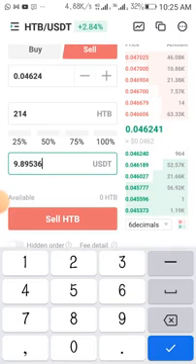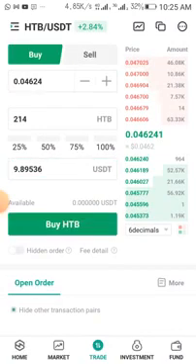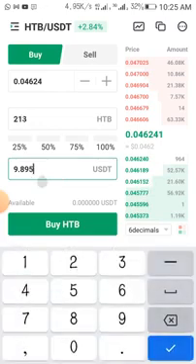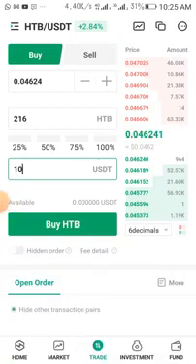So in order to avoid this kind of loss, if you're not that in need of the coin, what you do is, okay, I want to buy 10 USDT worth of HTB. And I don't want to buy from any of these sellers over here. I don't want to buy from them because I don't like their rates, and maybe if I buy from them I might end up losing when I want to sell it off.